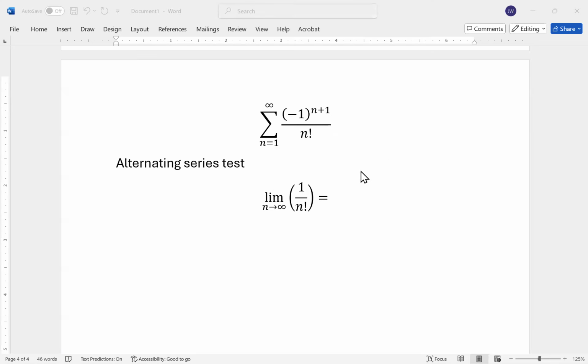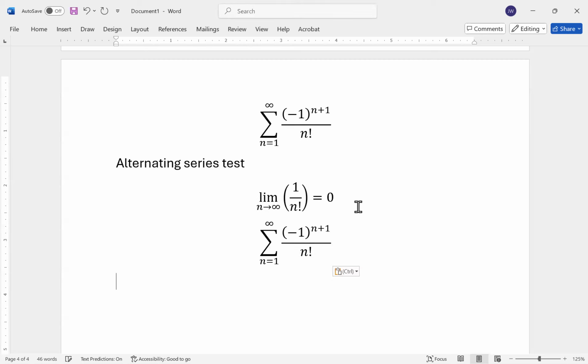This clearly is an alternating series. I can factor out a -1 to the n plus 1 power. If I do that, I'm left with a positive part of each term of 1 over n factorial. So since this is an alternating series, I'll use the alternating series test. Take the limit as n goes to infinity, we're going to get 0. And that means the infinite series itself converges.